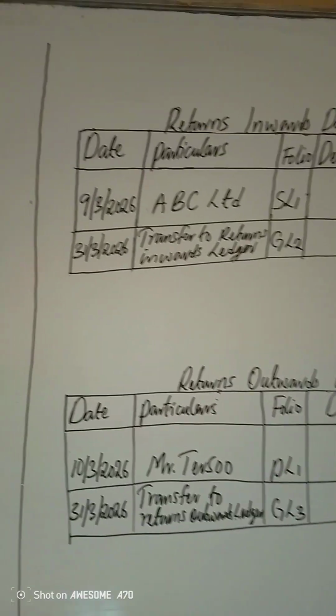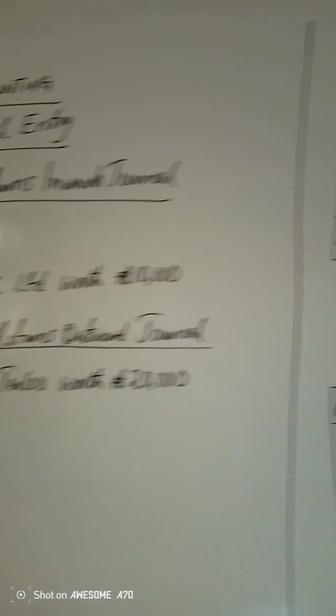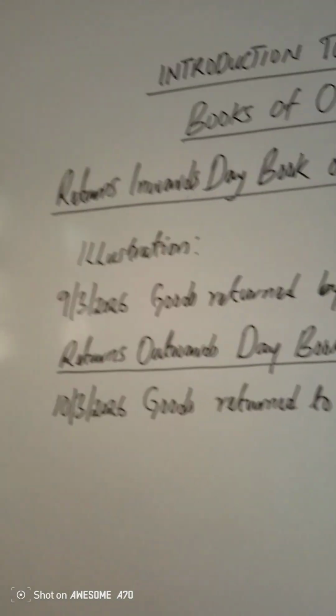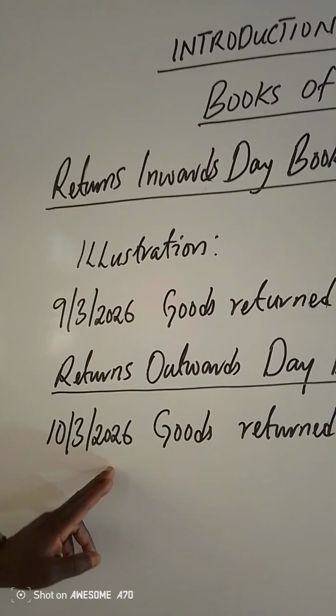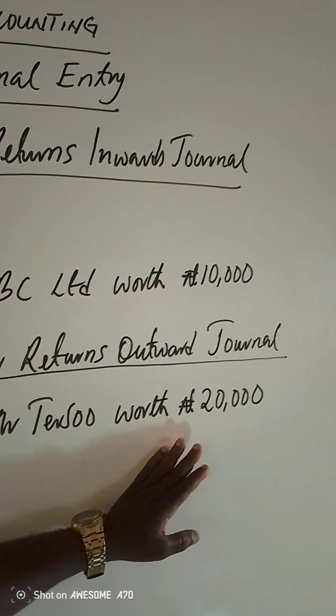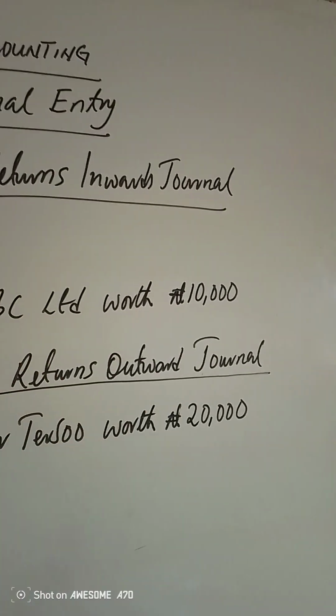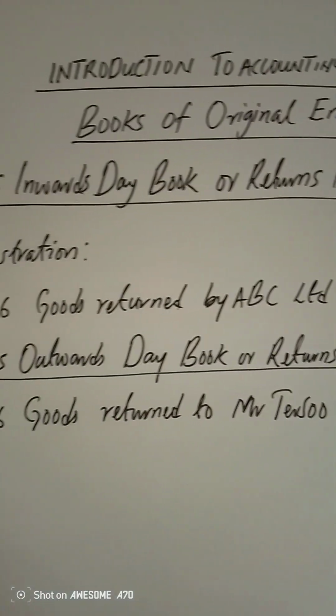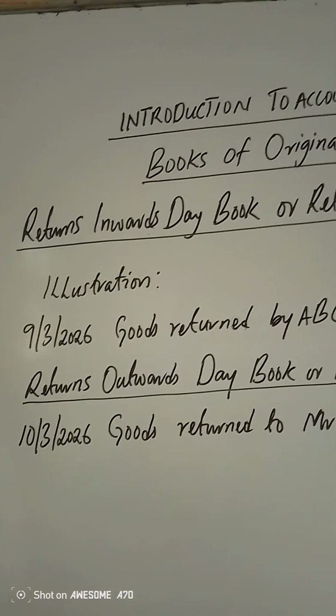Next, now look at the return outward daybook or return outward journal. On the 10th of March 2026, goods returned to Mr. Teso worth 20,000. When goods are returned out, then we record them into what is called a return outward daybook.